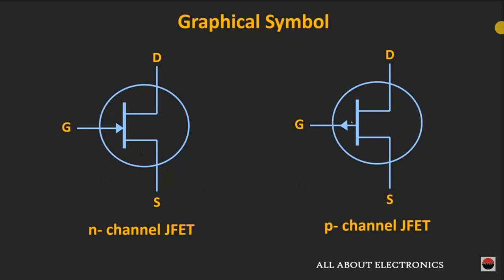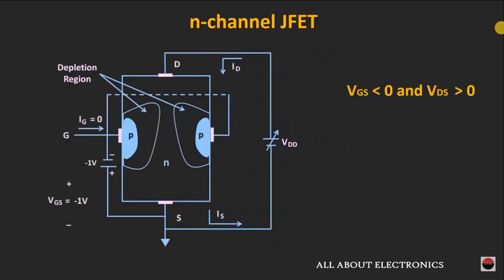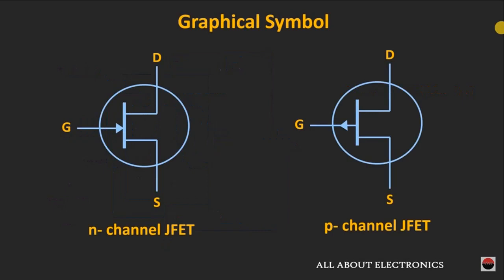arrow is going outwards. And basically, this arrow indicates the direction of the flow of current whenever the PN junction is forward biased. So in case of a P-channel JFET, whenever the PN junction is forward biased, then the current will flow in the outward direction. While in case of an N-channel JFET, whenever the PN junction is forward biased, then the current will flow in the inward direction. And apart from this symbol, sometimes this symbol is also used for the N-channel as well as the P-channel JFET.